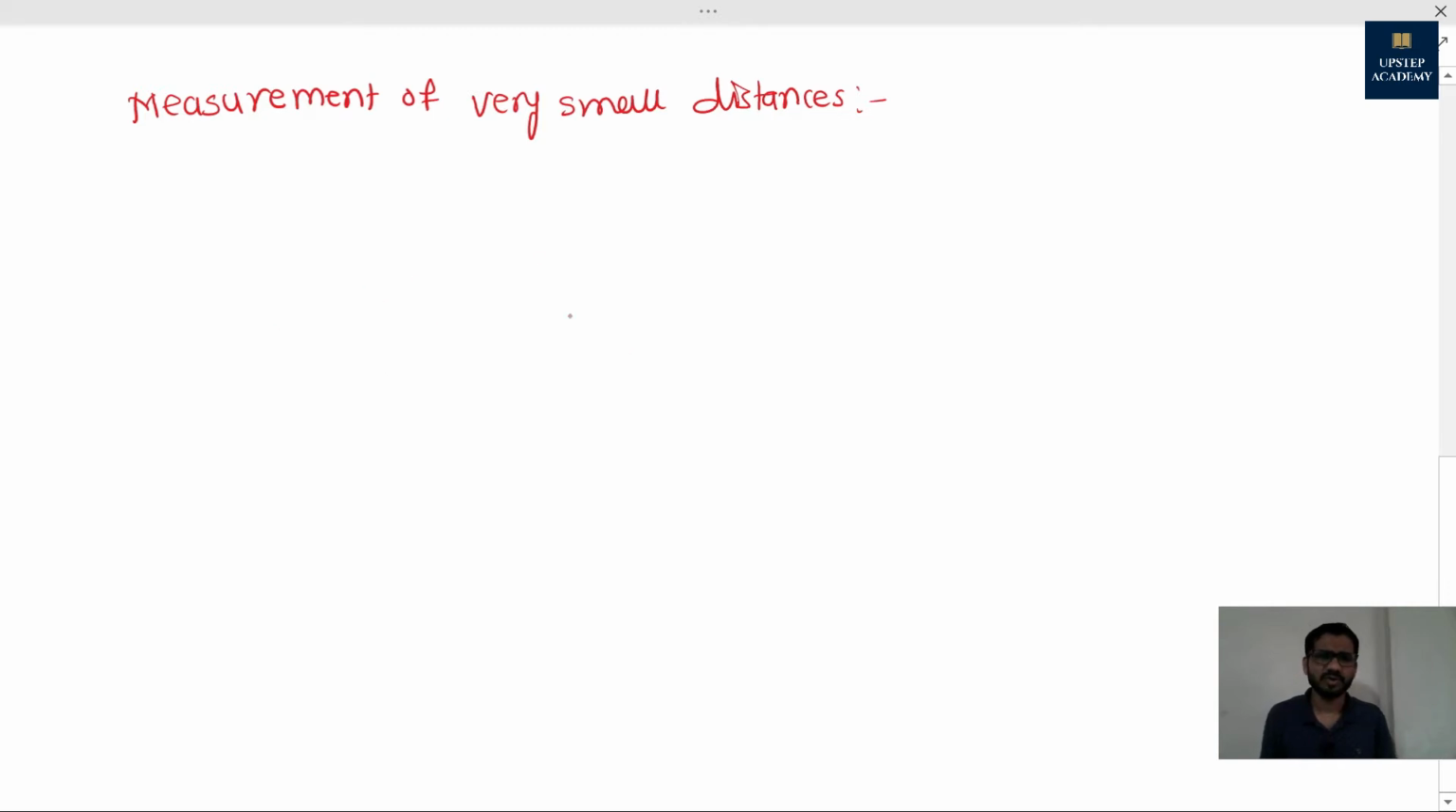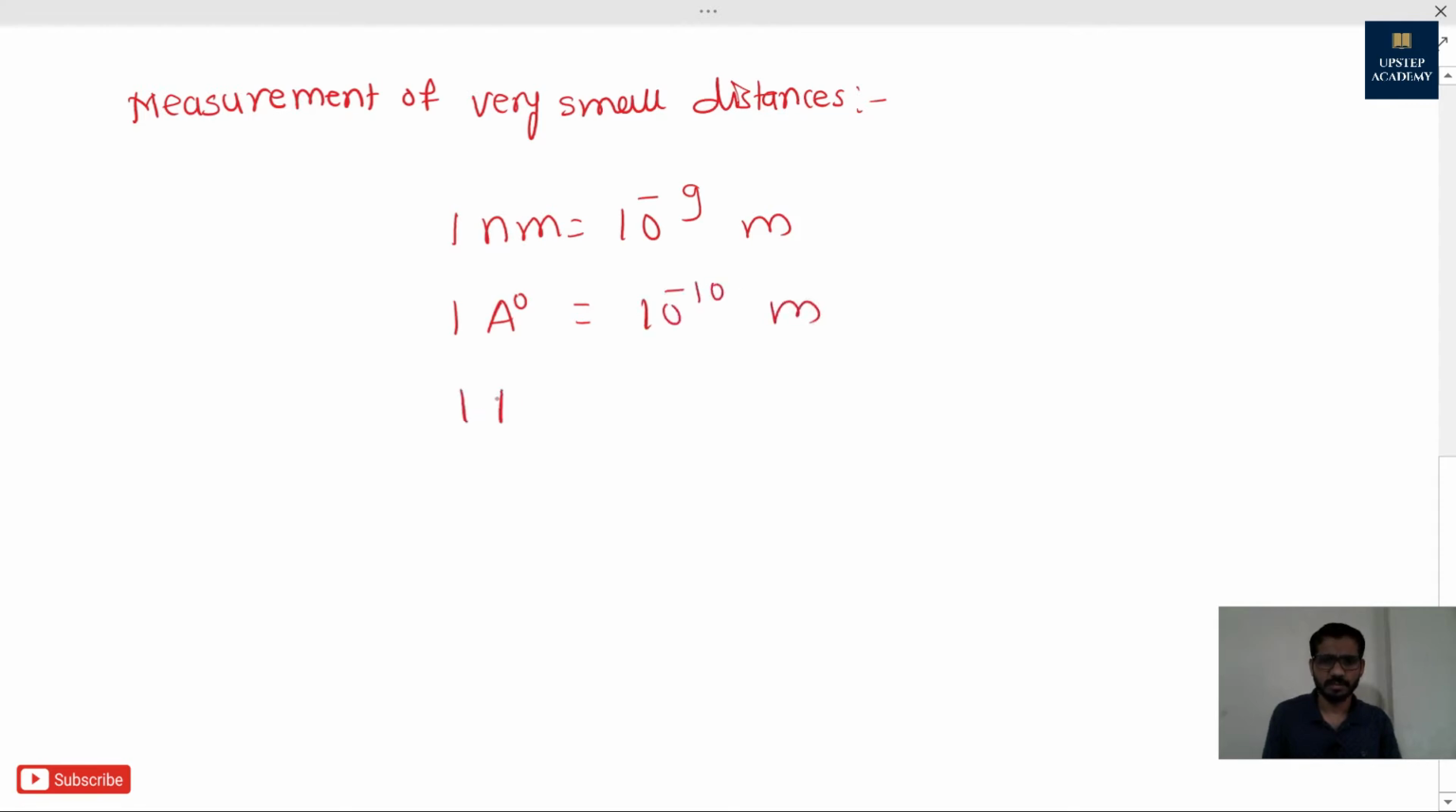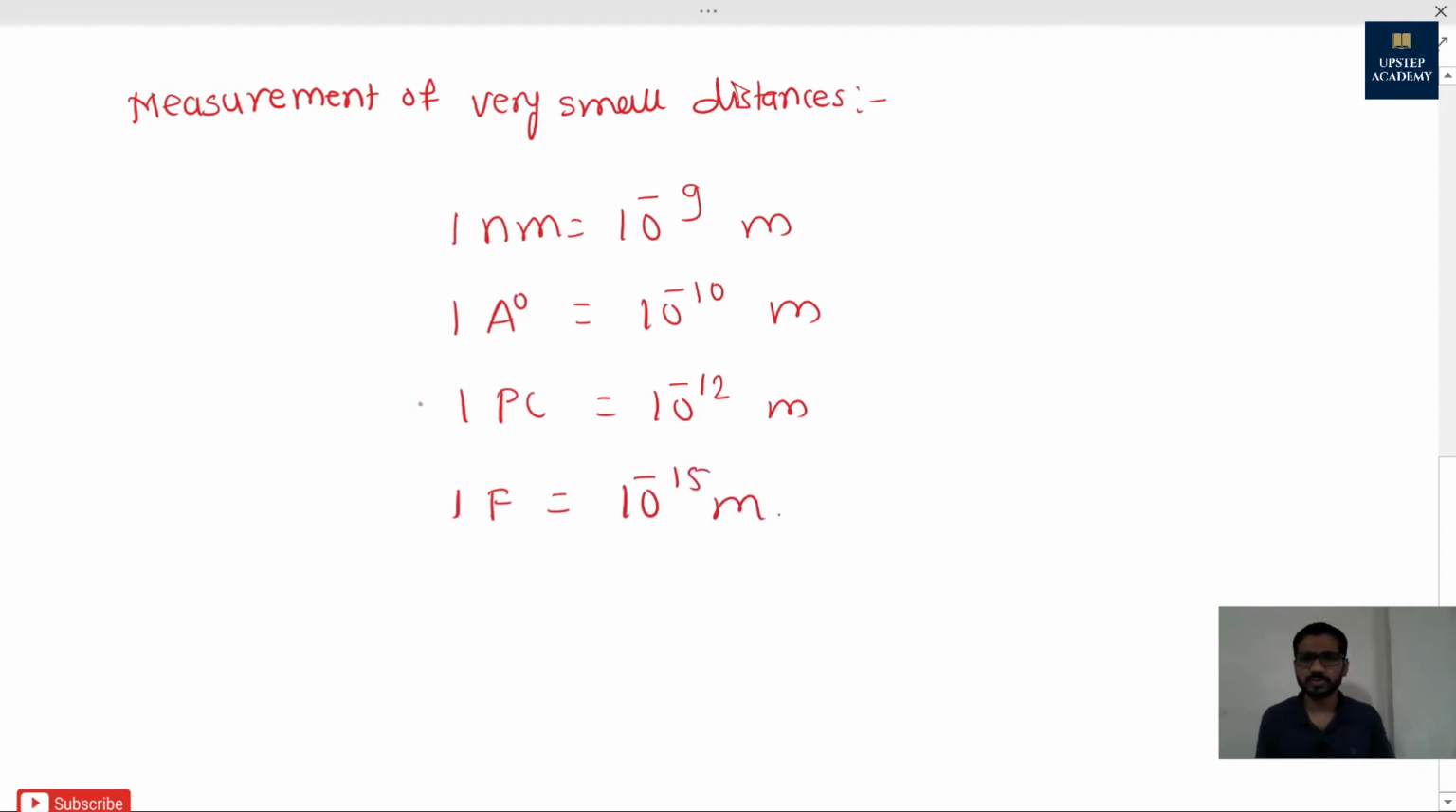That's it. And what are the different small units we use normally? I have already mentioned: 1 nanometer is equal to 10 raised to minus 9 meter. 1 angstrom is equal to 10 raised to minus 10 meter. 1 picometer is equal to 10 raised to minus 12 meter. One more unit which we use to measure very small distances is 1 Fermi. 1 Fermi is equal to 10 raised to minus 15 meter. So that is the measurement of very small distances.